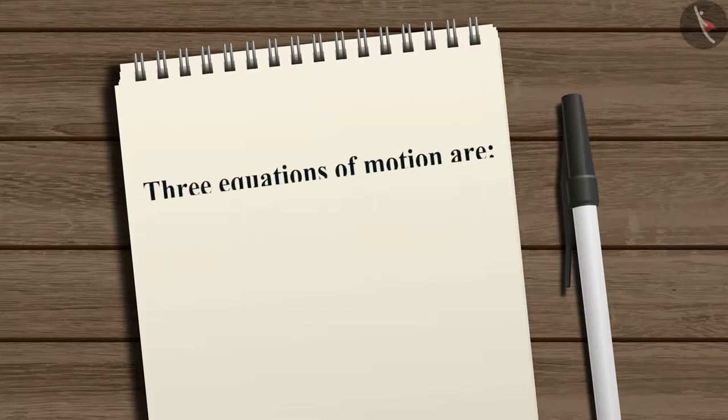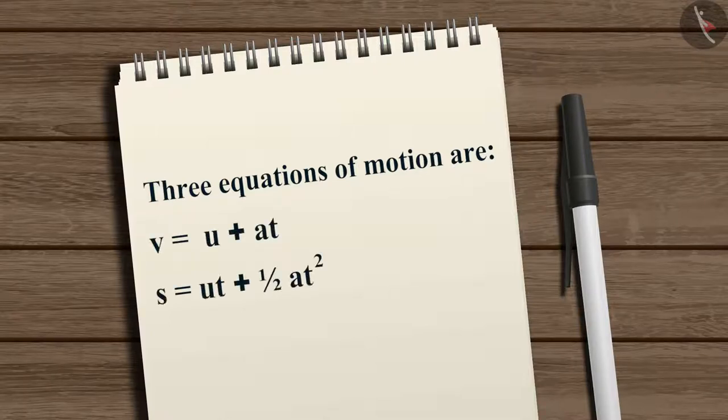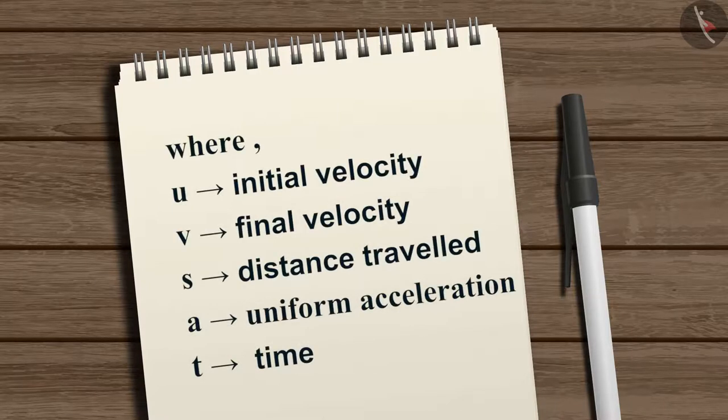The three equations of motion are v = u + at, s = ut + 1/2 at², 2as = v² - u², where u is initial velocity, v is final velocity, s is the distance traveled, a is the uniform acceleration, t is time.